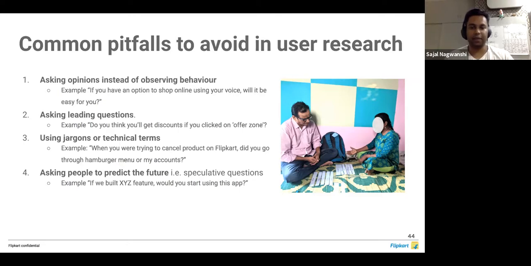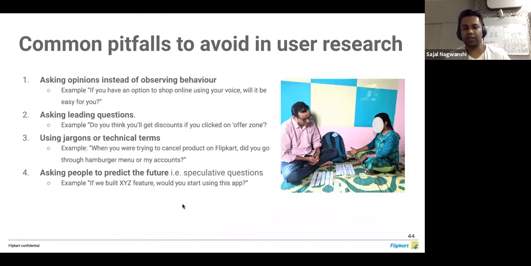The second biggest problem is asking leading questions. A leading question usually has an answer embedded in itself. For example, do you think you'll get discounts when you click offer zone? So the moment you ask a question like this, people already know that there is an answer embedded in it and they can respond to it. And it's one of the biggest problems I see when people are conducting user research.